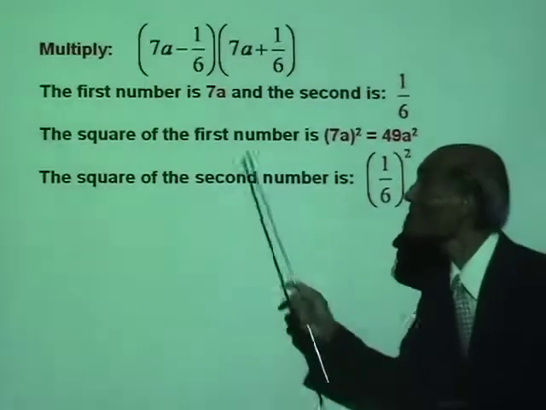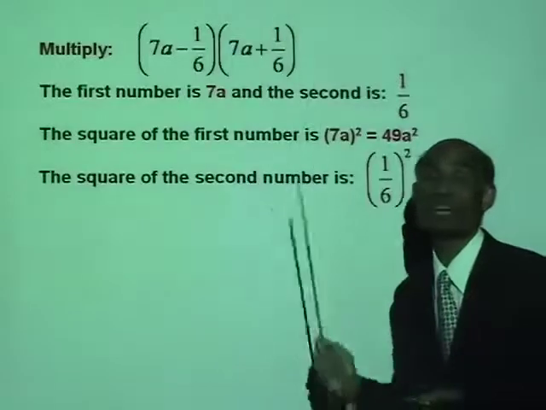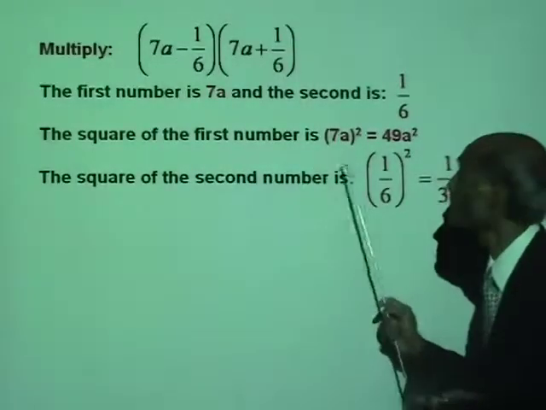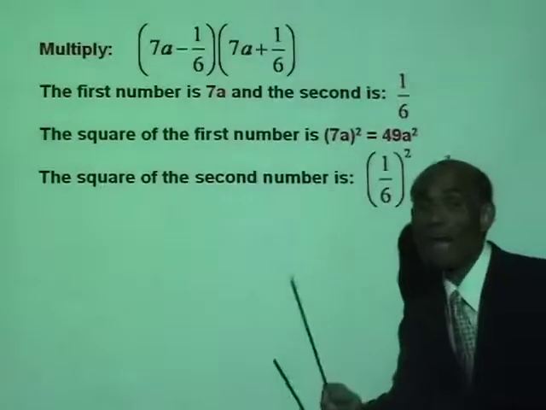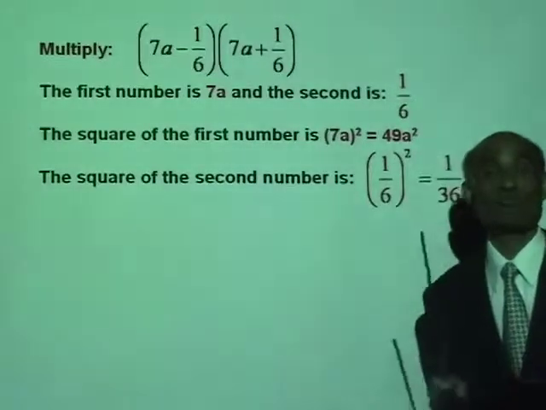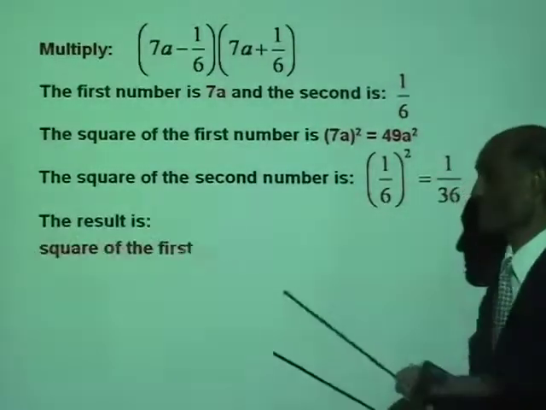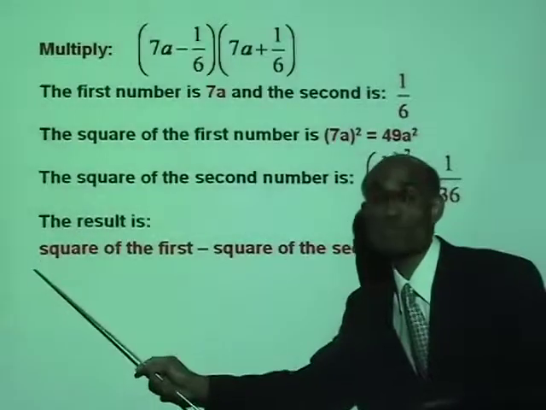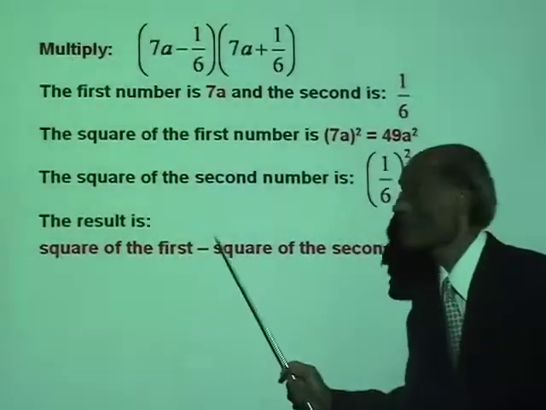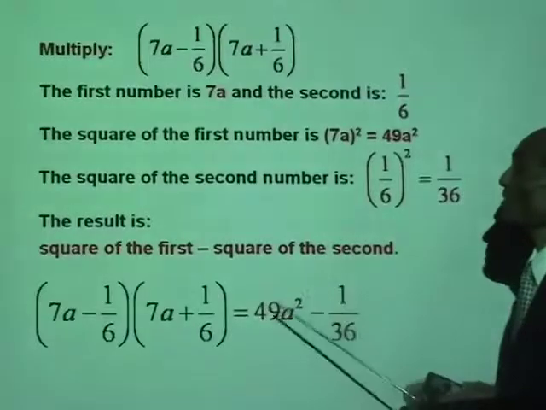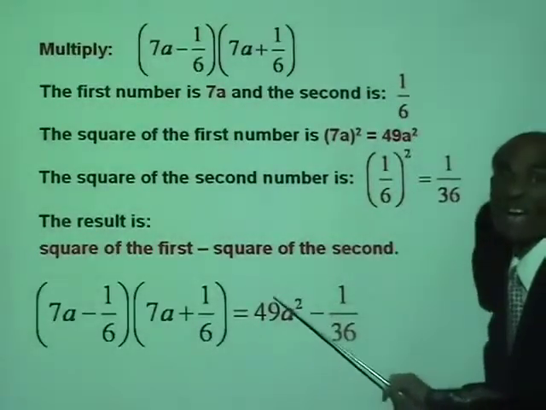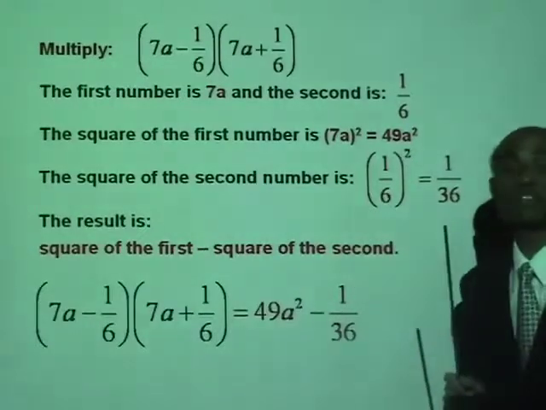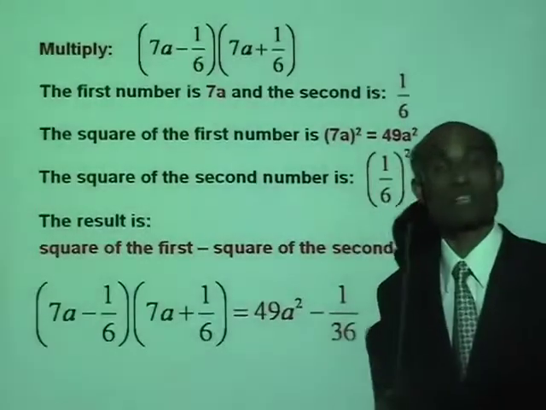Can you write the result of this multiplication therefore? The result will be the square of the first number minus the square of the second number. Right? The result is the square of the first minus the square of the second. That will be 49a squared minus 1 over 36.